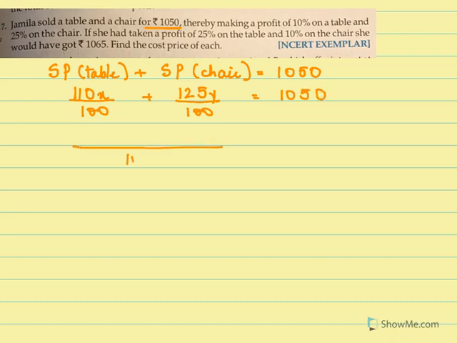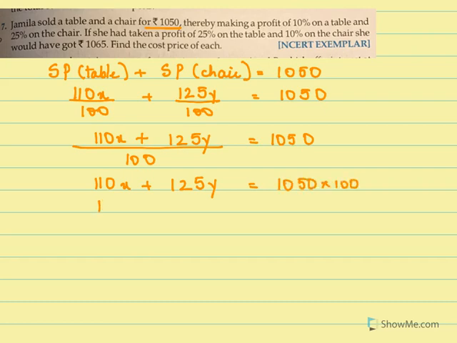Now the LCM here is 100, so we have 110x plus 125y equal to 1050. We take the 100 on the other side, so we have 110x plus 125y equal to 1050 into 100. So 110x plus 125y equal to 105000. We'll put this as equation 1.